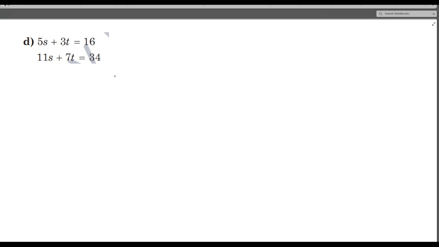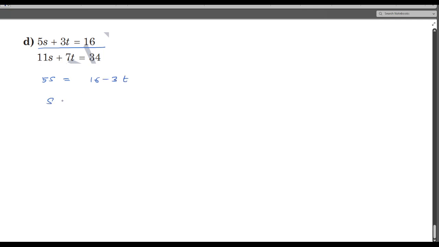So what I can do, I can write s in terms of t. So from the first equation, my 5s will be 16 minus 3t, and therefore s is equal to (16 minus 3t) divided by 5. Okay, now in the second equation, which is 11s plus 7t, this s I will replace with (16 minus 3t) divided by 5, plus 7t is equal to 34.